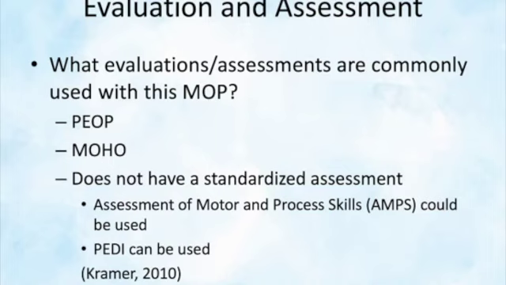PEOP does also not have a set assessment with it, and MOHO doesn't either, so we decided to use the AMPS and PEDI. So the AMPS is the assessment of motor and process skills, and then the PEDI is the Pediatric Evaluation of Disability Inventory.